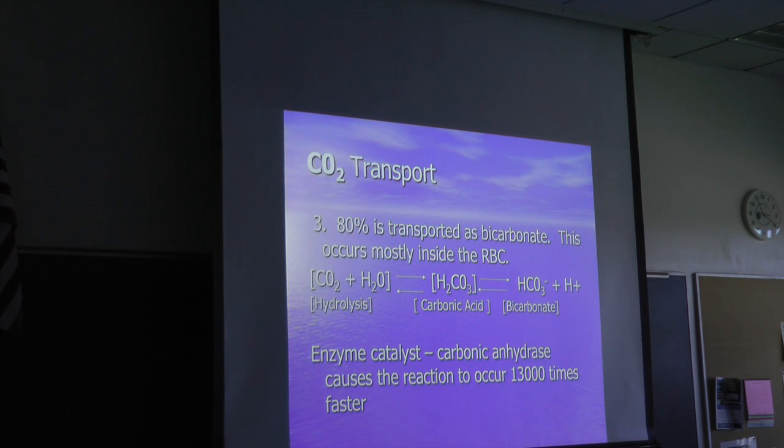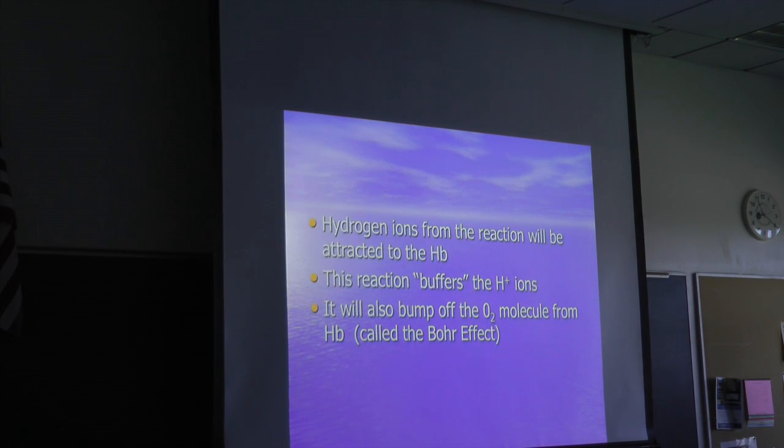Well, this reaction can occur much faster when there's an enzyme available, and that enzyme is called carbonic anhydrase. It tells you that it causes the reaction to occur 13,000 times faster than if carbonic anhydrase was not there. So, without carbonic anhydrase, you don't see this happening very much, but with it, that's how most of the carbon dioxide is transported. Hydrogen ions from this reaction will be attracted to the hemoglobin.